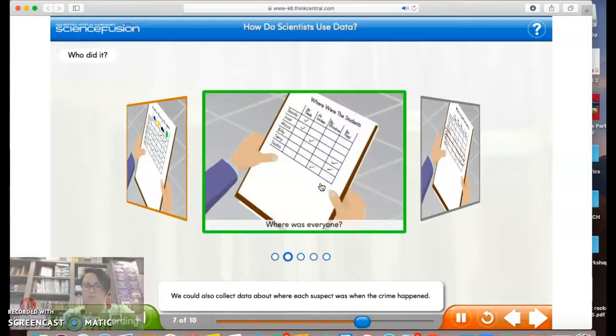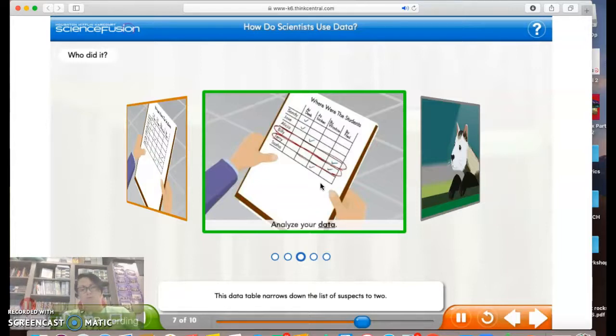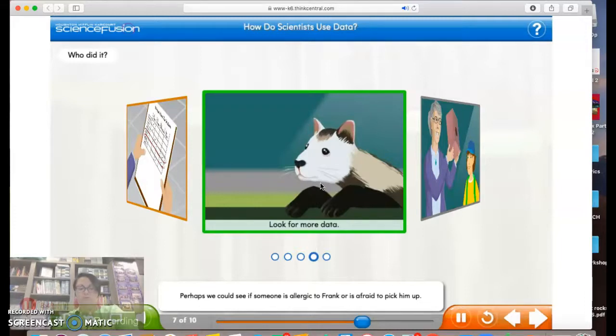We could also collect data about where each suspect was when the crime happened. This data table narrows down the list of suspects to 2. So, how do we decide which one it was who stole Frank the Ferret? Sometimes we have to look for even more data. Perhaps we could see if someone is allergic to Frank or is afraid to pick him up. We could cross that person off the list.